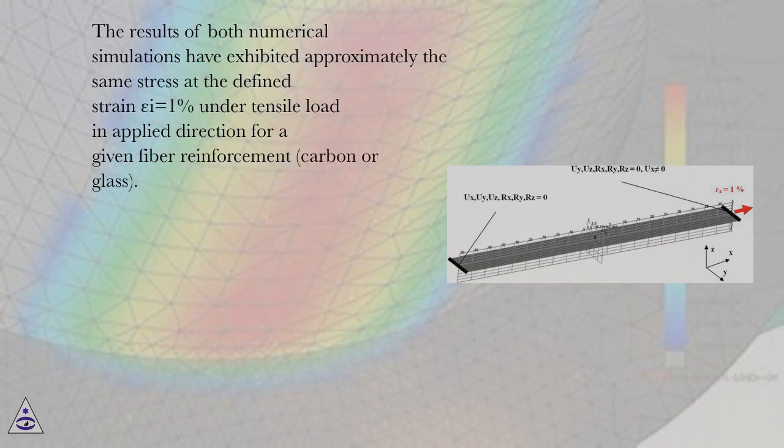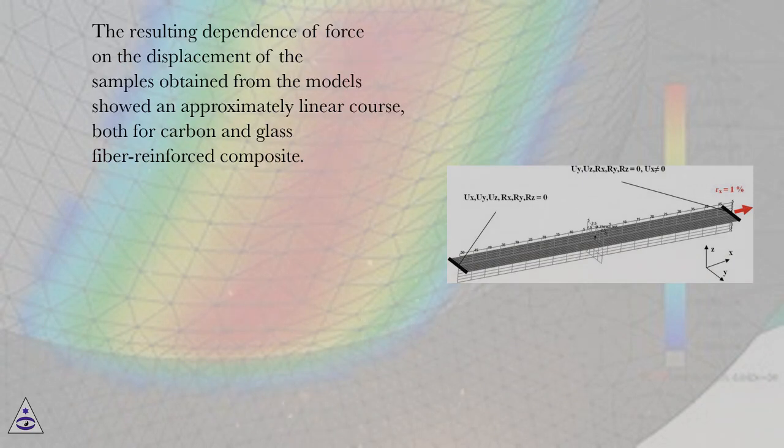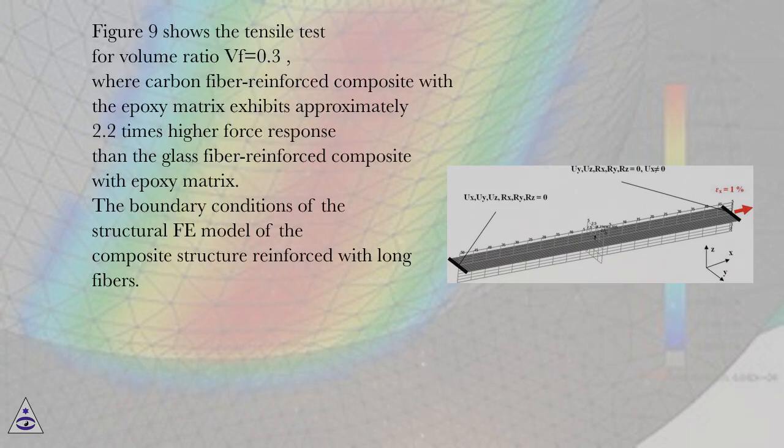The results of both numerical simulations have exhibited approximately the same stress at the defined strain epsilon x equals 1% under tensile load and applied direction for a given fiber reinforcement, carbon or glass. The resulting dependence of force on the displacement of the samples obtained from the models showed an approximately linear course, both for carbon and glass fiber reinforced composite. Figure 9 shows the tensile test for volume ratio VF equals 0.3, where carbon fiber reinforced composite with the epoxy matrix exhibits approximately 2.2 times higher force response than the glass fiber reinforced composite with epoxy matrix.